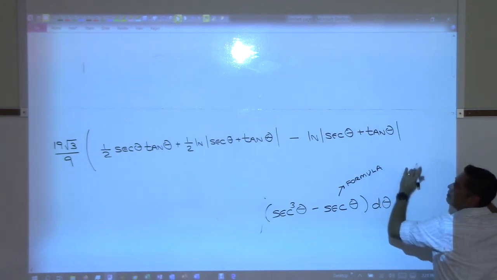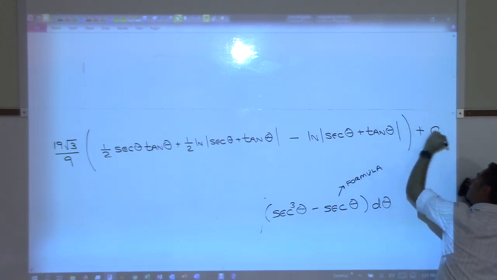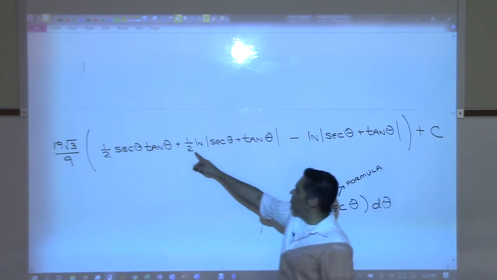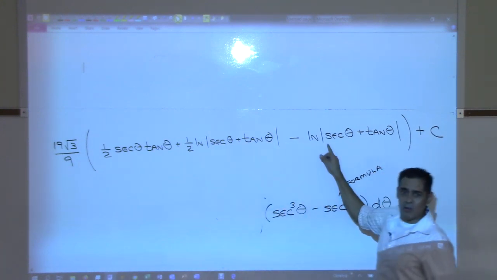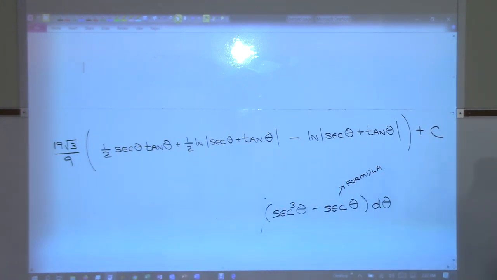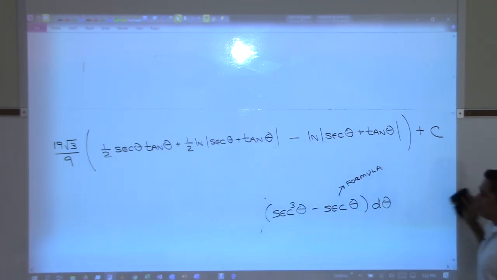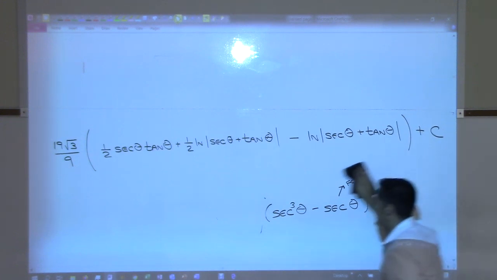Yes? Okay, all of that plus c. Those are the same, aren't they? Natural log secant theta plus tangent theta, those are both the same, aren't they? Yep. You have a half of this natural log minus a whole natural log, which leaves you with minus a half. You understand? Yes, these are like terms. Right, so it's a half plus a whole. Okay, so I'm going to do that on my next line.